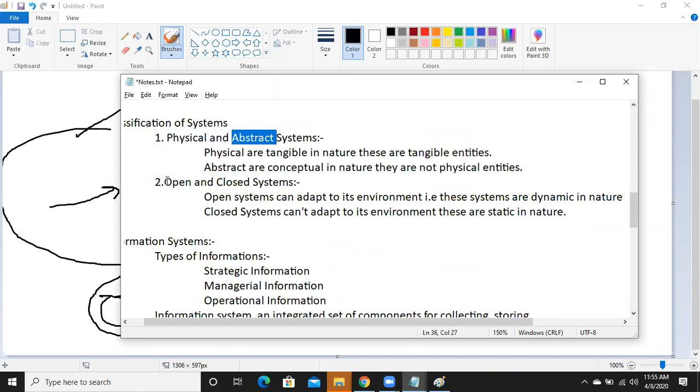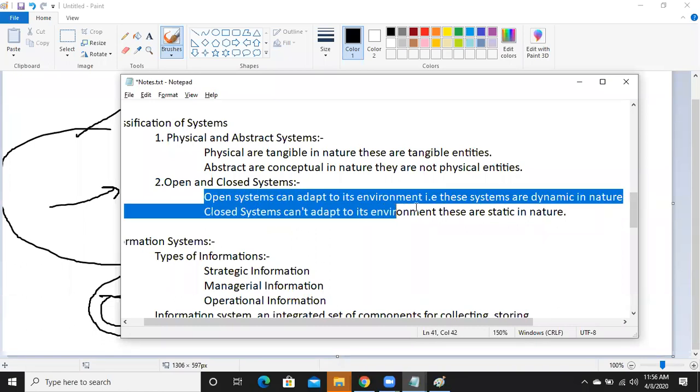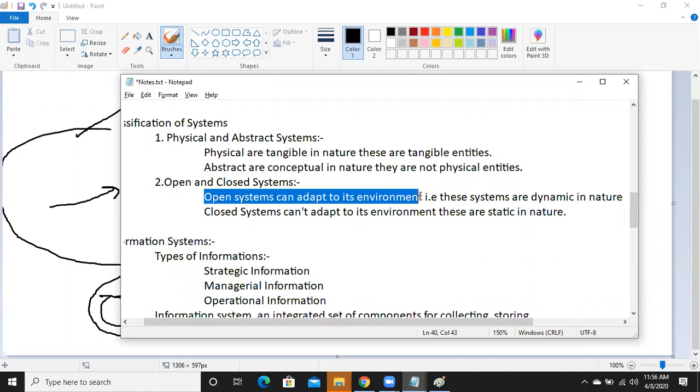All right. And what is the meaning of open and closed systems? We have further divided our systems into two types: open systems and closed systems. Open systems are basically those systems which can adapt to their environment, meaning those systems which can dynamically change themselves according to the environment's needs. So all those systems come under the category of open systems, right?